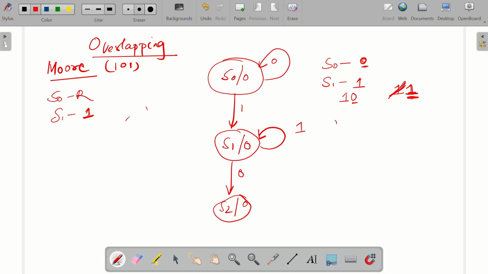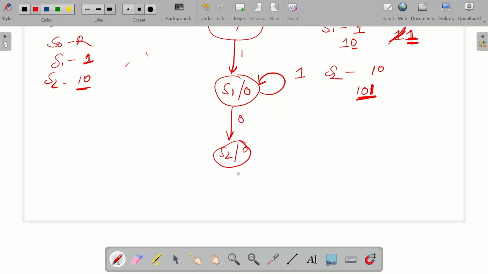Now let us say you have state S2. In state S2, we already have 1, 0 with us. If I get another 1 from this S2 state, then I have completed my sequence detection. So I'll move to a new state, S3, and my output will be 1 because I have successfully detected my sequence.